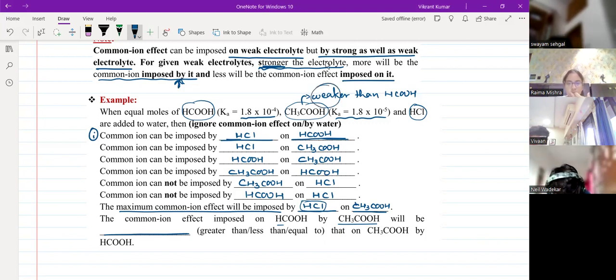CH3COH is weaker, na? Yes, sir. That will create less common ion effect. And HCOH is going to create more, na? देख लो एक बार ध्यान से. And if you have any doubt, just ask me.